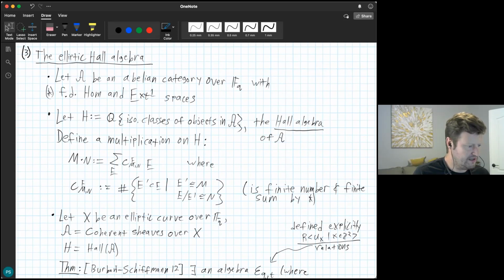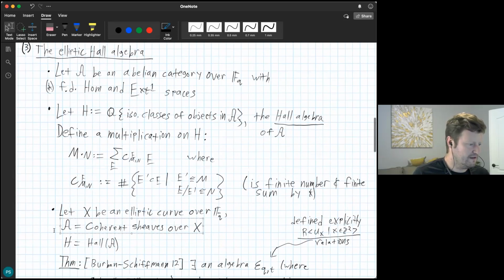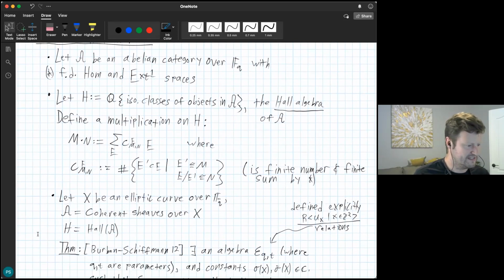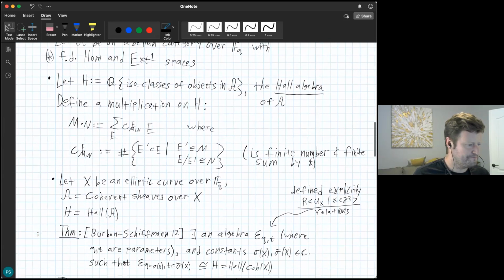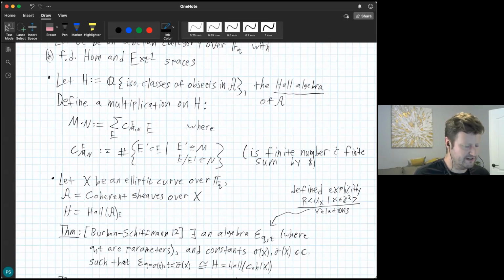Burban and Schiffmann in the early 2000s computed the Hall algebra coming from an elliptic curve. So if we have an elliptic curve, smooth over a finite field, we can take its category of coherent sheaves. And it satisfies these two finiteness assumptions. So we can take its Hall algebra. And there's a technical note. We really want to take a subalgebra. The whole Hall algebra is too big, so we need to take a subalgebra. But I won't say more about that. Just a technical note. So Burban and Schiffmann described this algebra in a very explicit way.